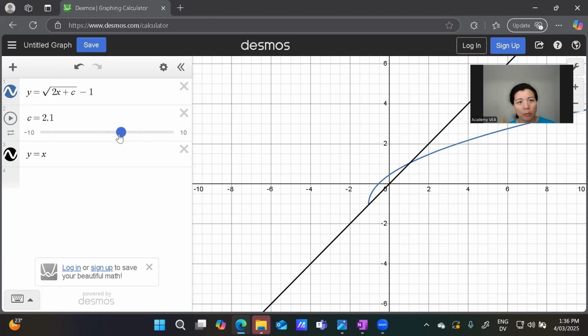If I go down 1 in the slider, two appears to be the point where you have two real solutions. And then between 2 and 1, you've got two real solutions. And then as it is less than 1, you have no solutions.